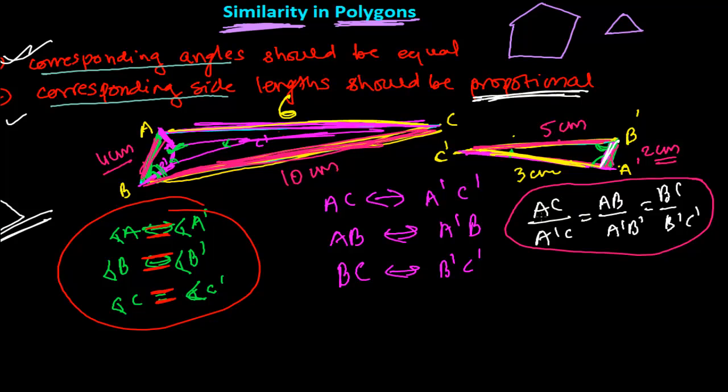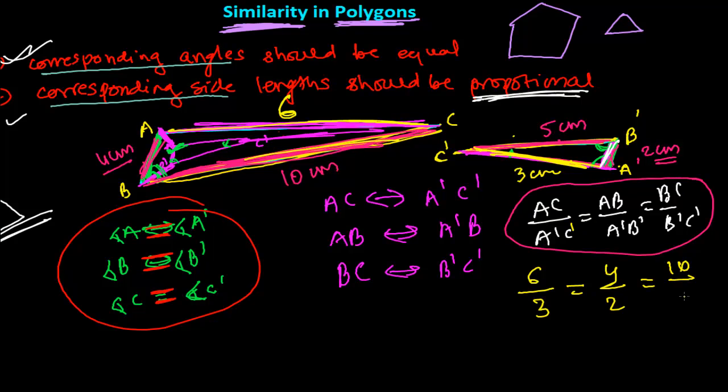Here AC is how much? 6, and A dash C dash is 3, right? Similarly, here AB is 4, but A dash B dash is how much? 2, right? Similarly, here BC is how much? 10, and B dash C dash is how much?